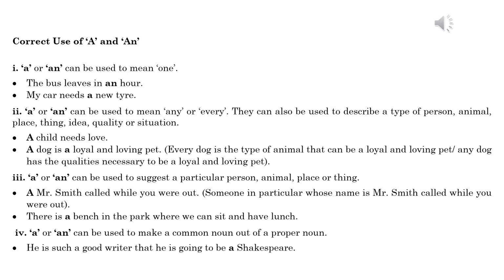3. A or an can be used to suggest a particular person, animal, place, or thing. A Mr. Smith called while you were out. Someone in particular whose name is Mr. Smith called while you were out. There is a bench in the park where we can sit and have lunch.